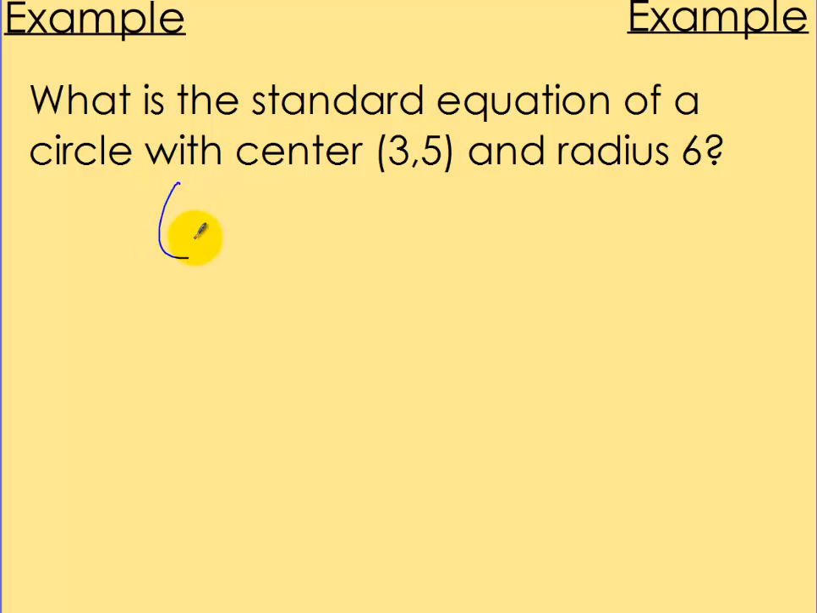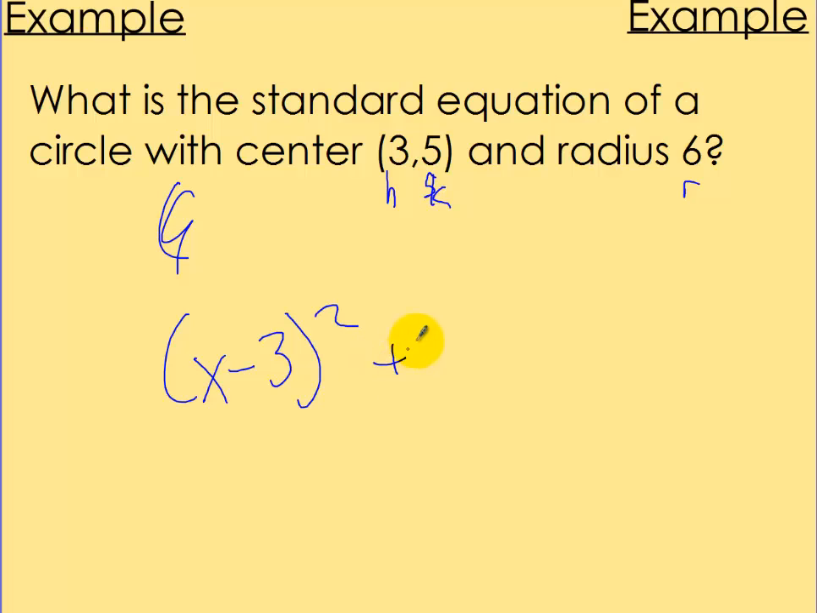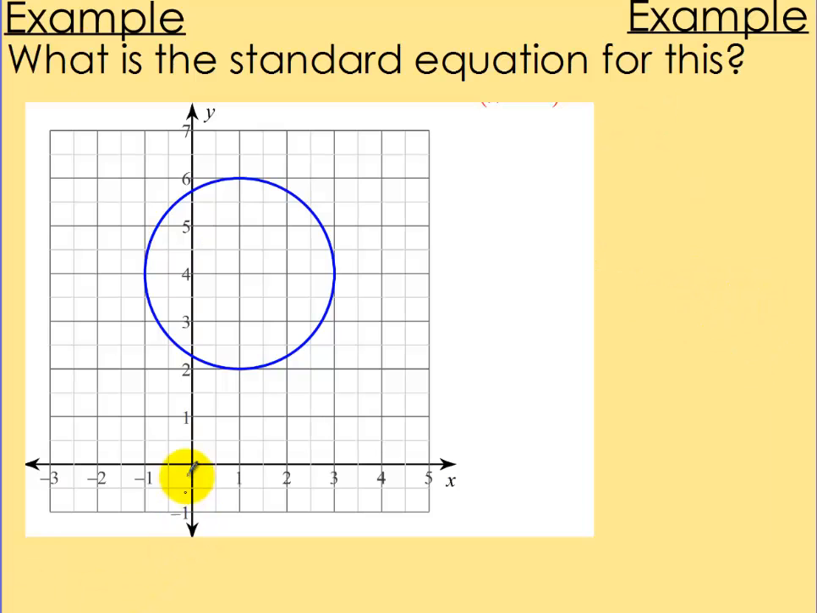All right, standard equation of a circle. Your h is going to be 3, k is 5, and radius is 6. So your equation is going to be (x - 3)² + (y - 5)² equals r squared, or 36. Next one.